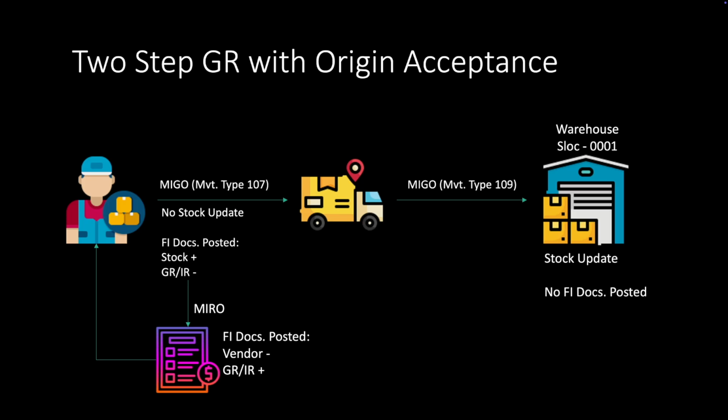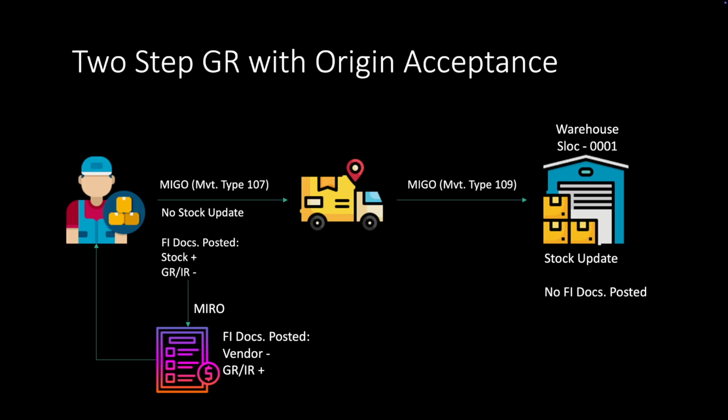So this type of situation is called origin acceptance. That is, the acceptance of material is happening at the origin of the material, that is the vendor's warehouse or vendor's premises. And this origin acceptance activity we can do through movement types 107 and 109.